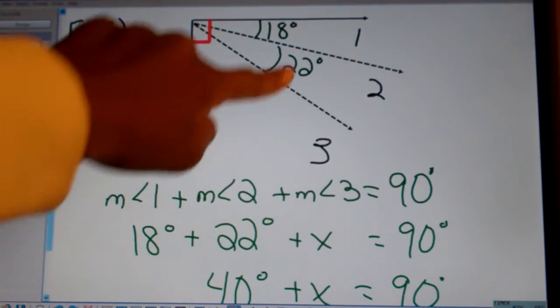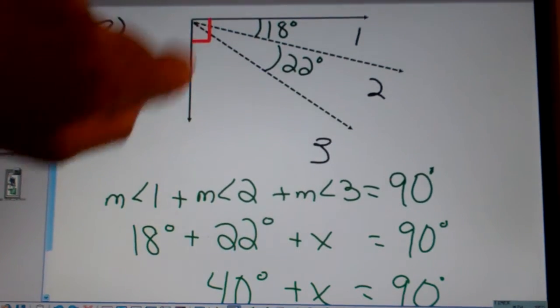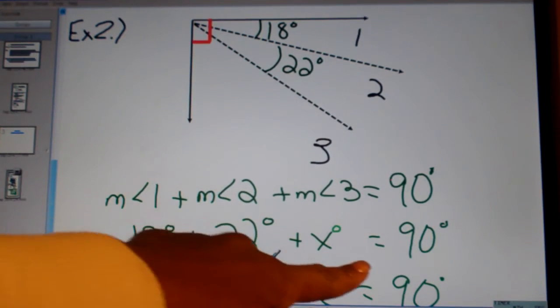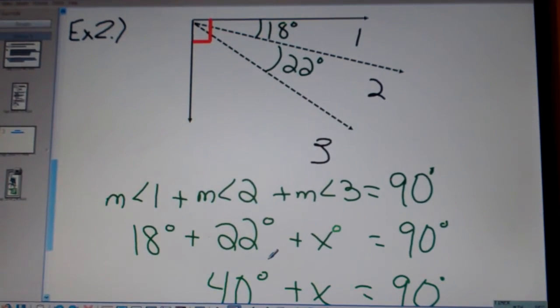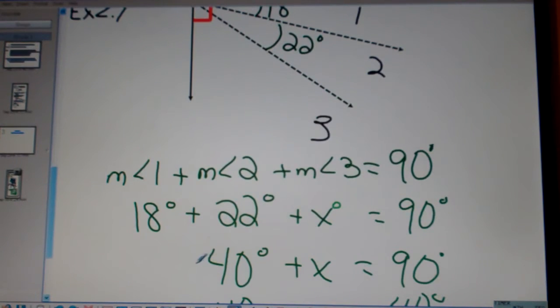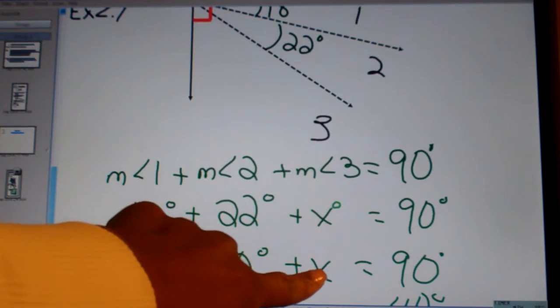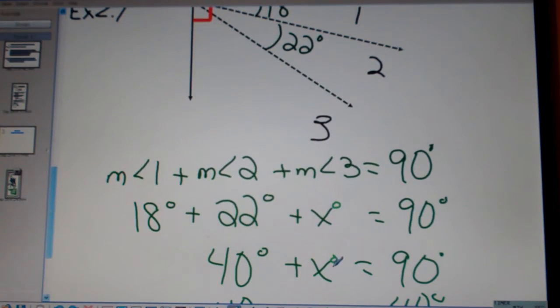The measure of angle 2 is 22 degrees. The measure of angle 1 is 18 degrees. Plus, I don't know the measure of angle 3. I just know that's x degrees. And I'll come in here and put that is equal to 90 degrees. Solving algebraically, 18 degrees plus 22 degrees is equal to 40 degrees, plus x degrees here will equal 90.